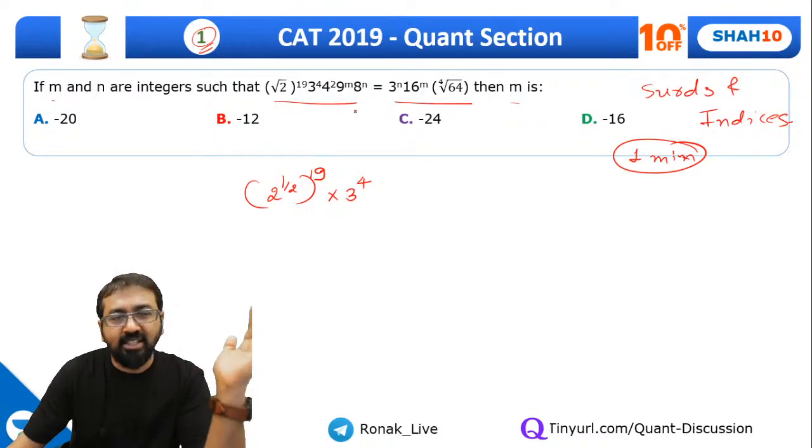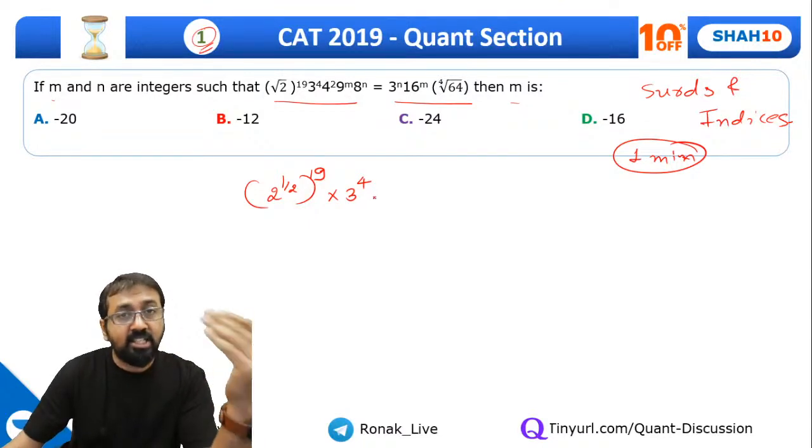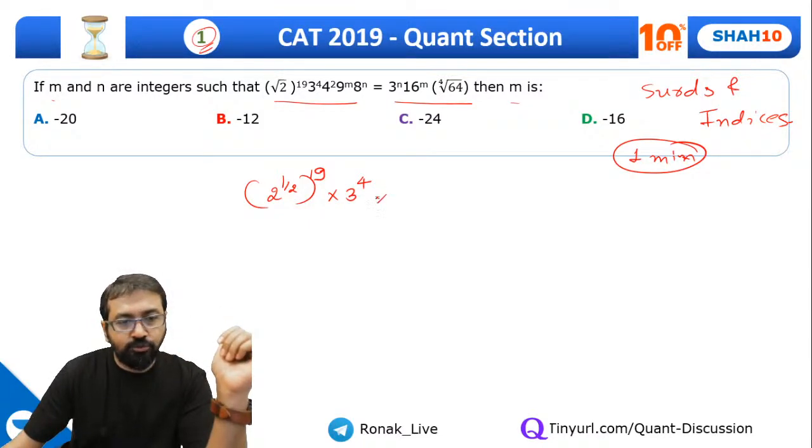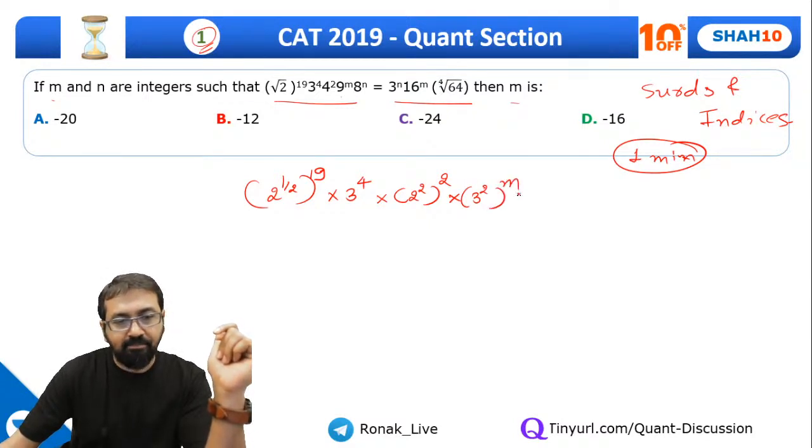Of course I could have easily written the combined power, but just for you to understand the concept in case you are not familiar. So 3 raised to 4 into 4 square. Now what is 4? 4 is 2 raised to 2, whole raised to 2, into 9 raised to m. What is 9? 9 is 3 square, whole raised to m.